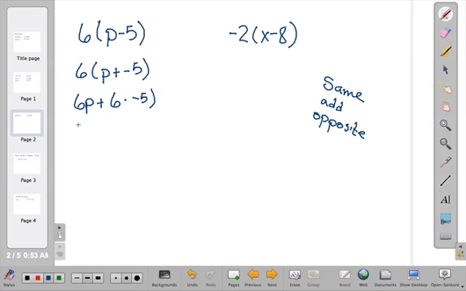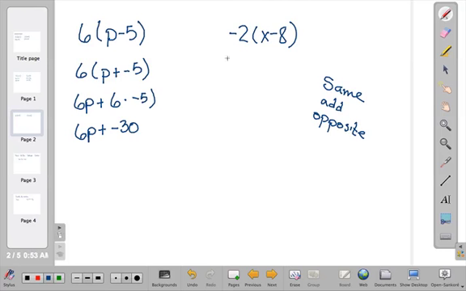So I'm going to simplify this. 6p, because we don't know what that is, plus 6 times negative 5 is negative 30. And there we have, that's as simplified as we can get. Here's another example for us.